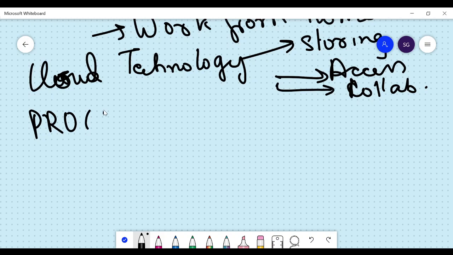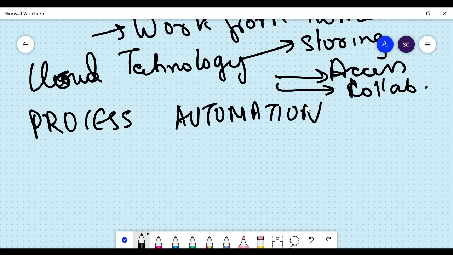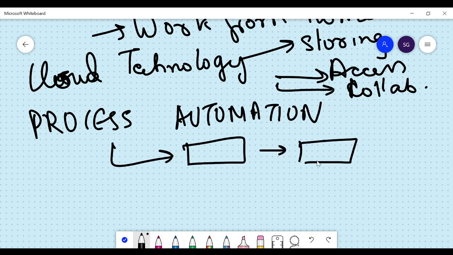Next term is process automation. When we use digital technology in the normal processes that we have, it is said as process automation.